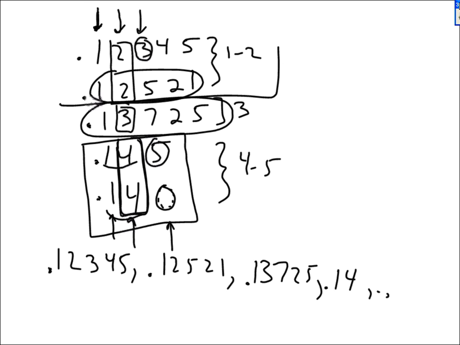And then 0.145, that's the largest number. Okay, I hope you understood this. This completes the section on comparing decimal numbers. Line them up and go position by position.